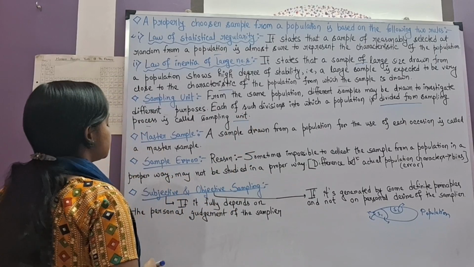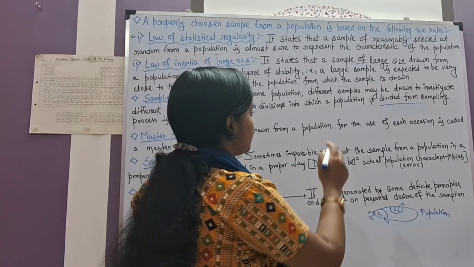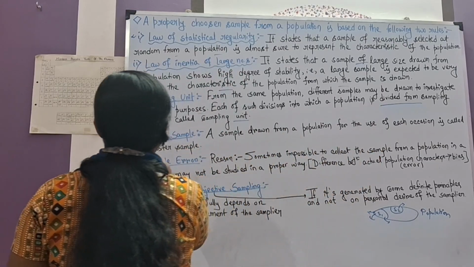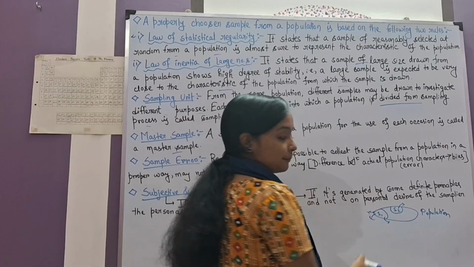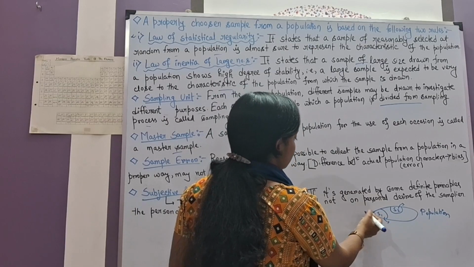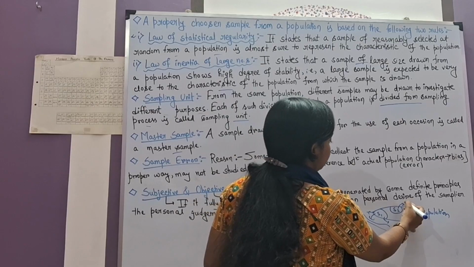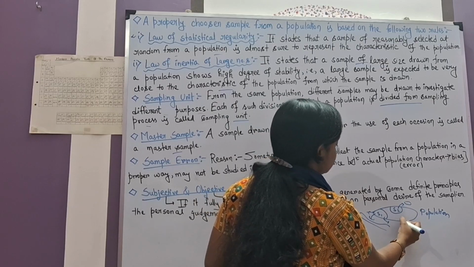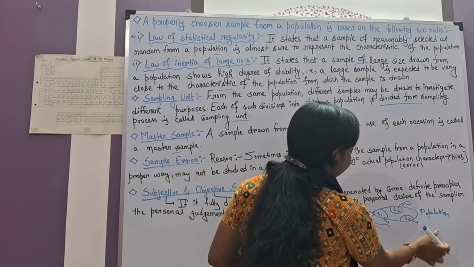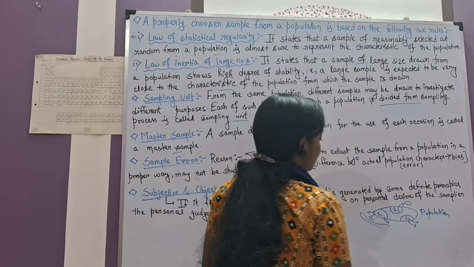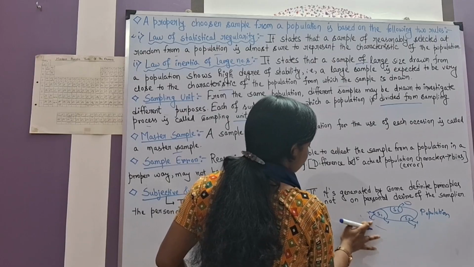Now what is master sample? A sample drawn from a population for the use of each occasion is called a master sample. Suppose this sample is chosen so that 3 purposes can be solved, and this can solve only one purpose and this can solve 2 purposes. So here what will be the master sample? Obviously S1.